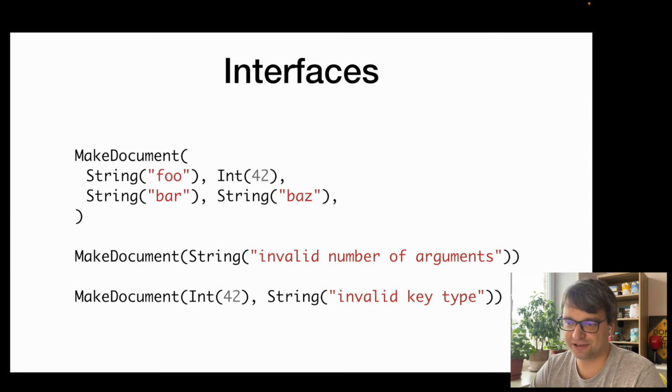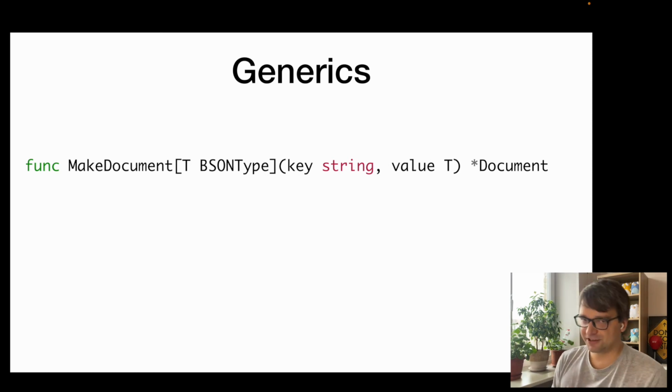So how can we do that better with generics? With generics, we can write this function, which accepts a single type parameter, the type of the value of this field, and one key-value pair. It returns a document. An error is not possible there, so we don't even return that, because an invalid number of parameters is not possible to pass. It is not possible to pass nil there. It is also not possible to pass an invalid key type.